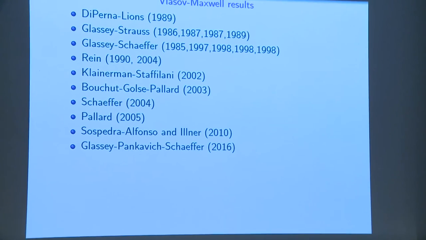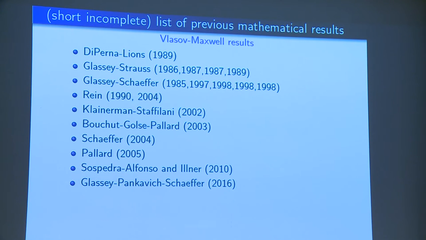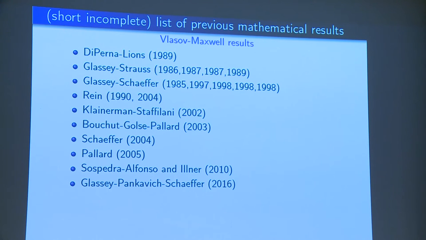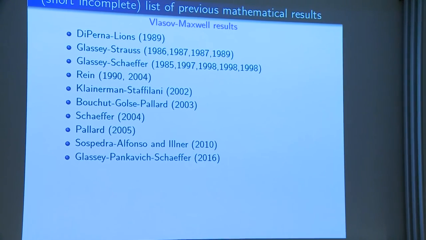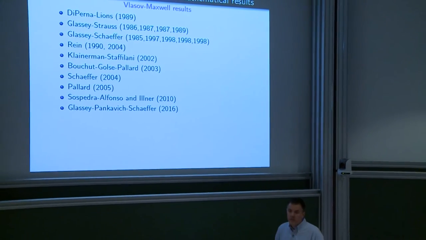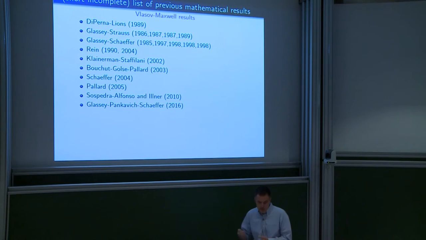Now I'll give you a very incomplete and very short list of previous results for this equation. It turns out that not many different families of people have worked on this equation. There's actually a couple of chains of schools coming out of France, a school coming out of the US, another school coming out of Germany, and then some new papers by some people in Canada. But that really encompasses most of the mathematical work on Vlasov-Maxwell. It is not a field where you have thousands of papers.